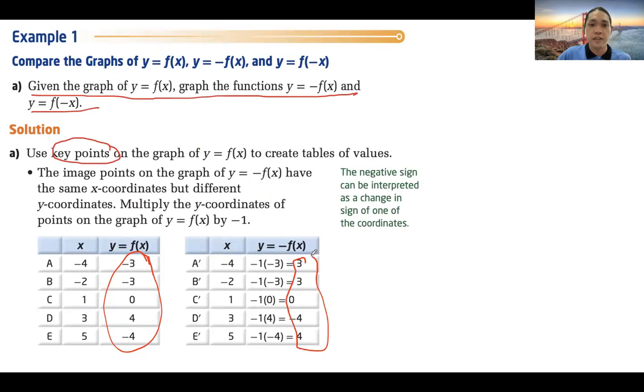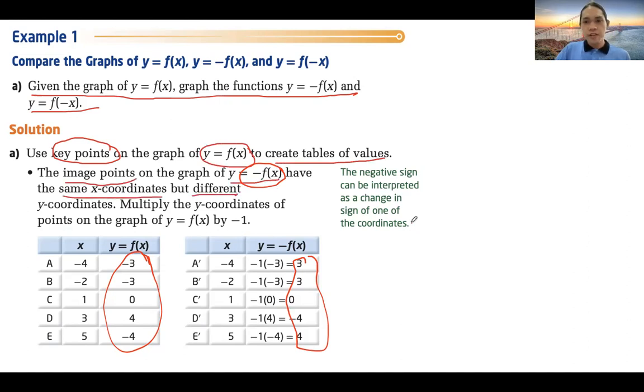As you can see, the x-coordinates did not change, only the y-coordinates, because we followed the form of -f(x). We just multiplied -1 to your y-coordinates. That's why your y changes if you want to get its reflection along the x-axis. So you multiply -1 to your y. Please don't forget about it. The negative sign can be interpreted as a change in sign of one of the coordinates. I hope we're clear about it.